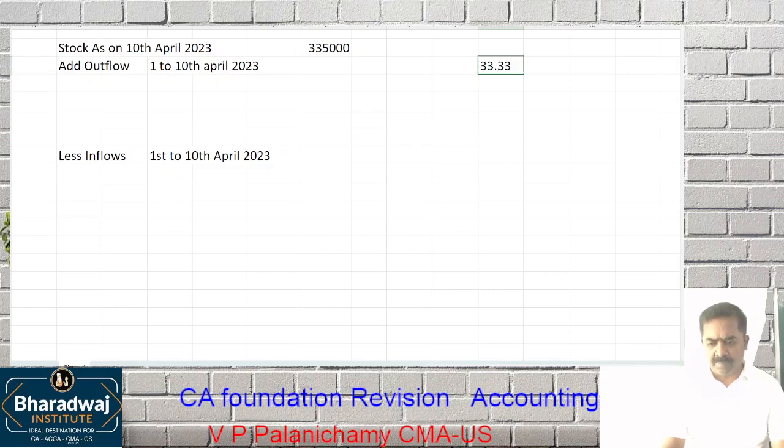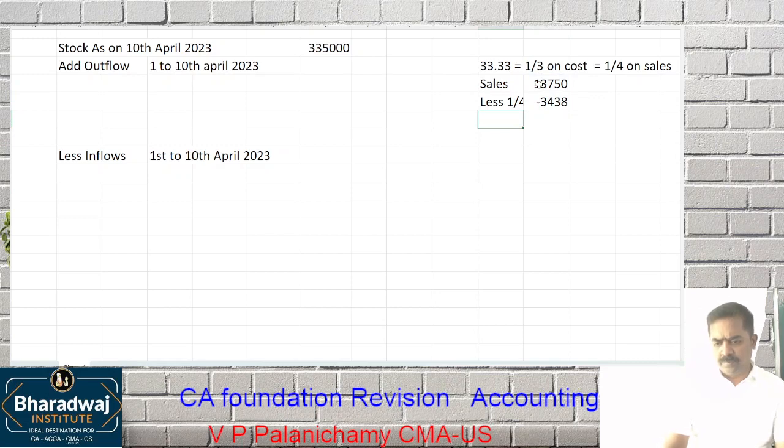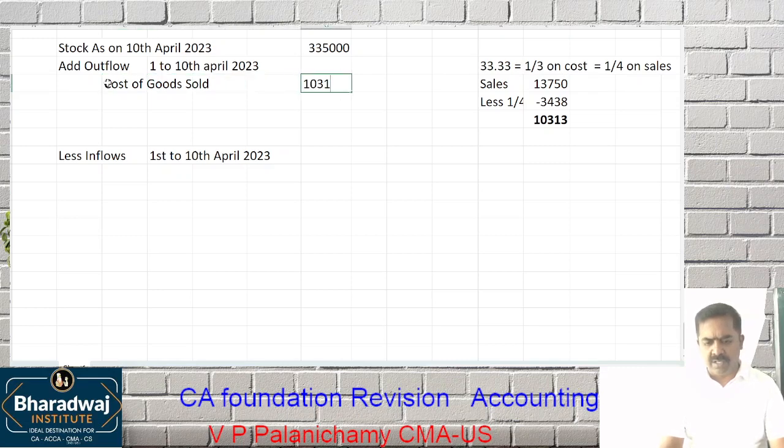33.33% is nothing but 1/3 on cost. It will be 1/4 on sales. What is the sales given? 13,750 less 1/4 on sales. What does 1/4 come to? So the goods outflow, 10,313. So cost of goods sold. How much is it? 10,313.